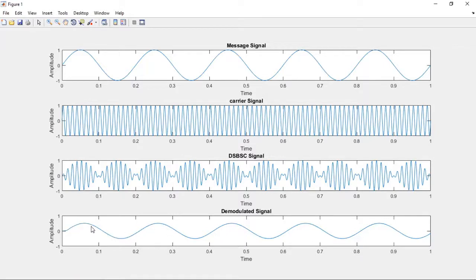With the multiplier followed by the low pass filter, we are getting the output waveform which follows the same as that of the original message signal. So the message signal is recovered back. So we have studied in detail about the DSBSC modulation scheme. In this video, we also carried out simulations. I hope this video is very well useful for you.